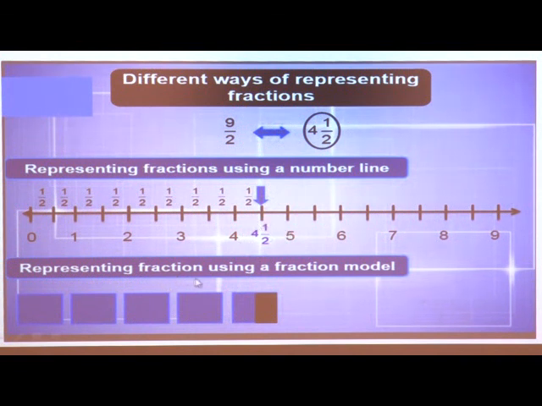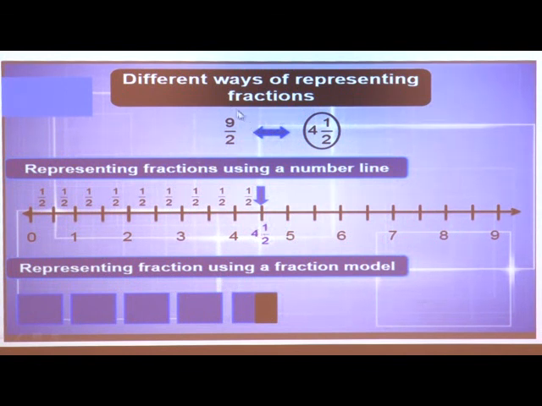So, representing the fraction using a fraction model. Here it is given that we can add, this is your 1, 2, 3, 4 and 4 upon half. This is the fifth part, in that we are representing a half. So we can say this is 1 whole, 2 whole, 3 whole, 4 and a half. So we represent on a number line as 4 whole 1 upon 2. So in this way we can represent a fraction.